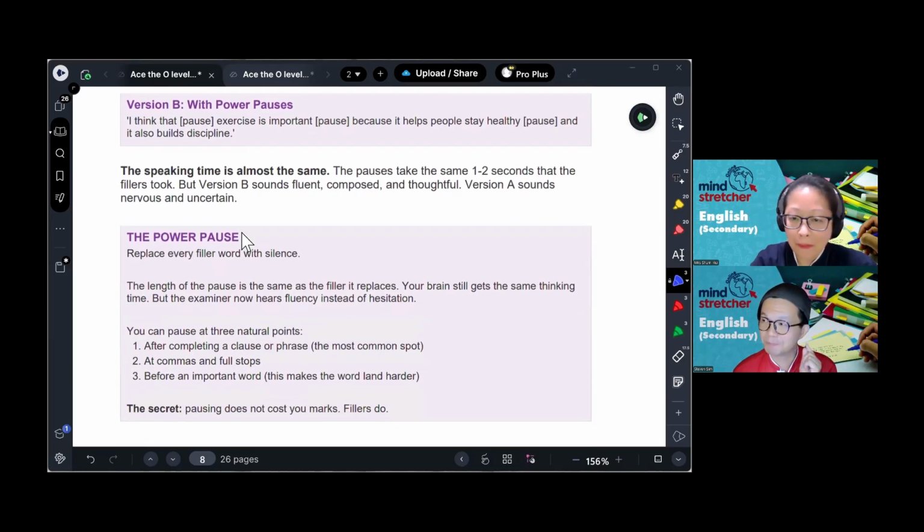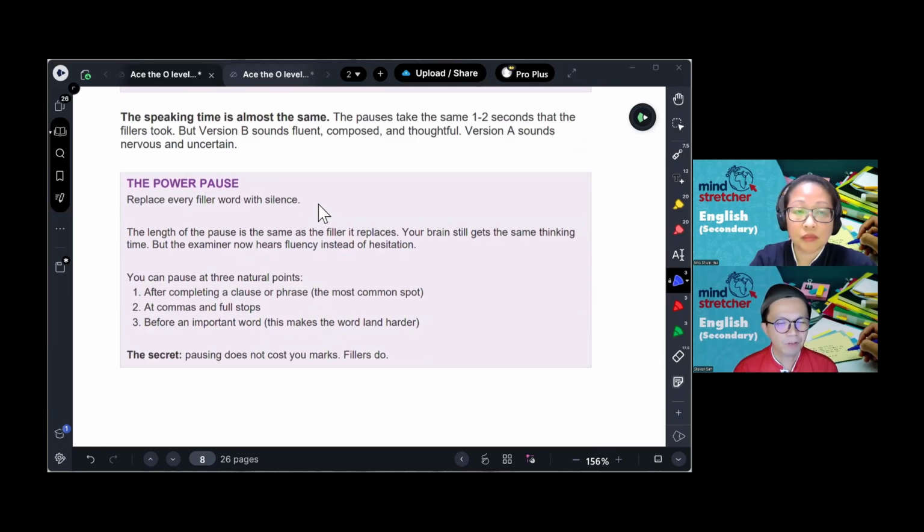This is how we choose. This is how we arrange the words so that they come out grammatical. You understand? So the speaking time is almost the same. So instead of saying "um," just replace it with a pause, and then you have enough time to think of what to say.